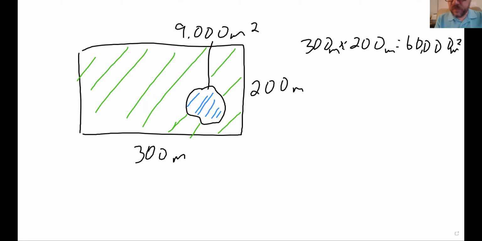So that means that the land area is 60,000 minus 9,000.